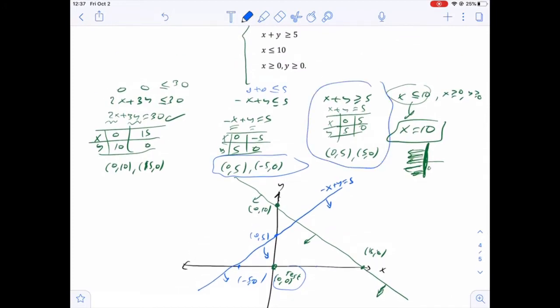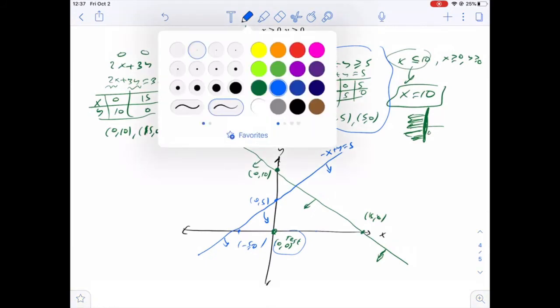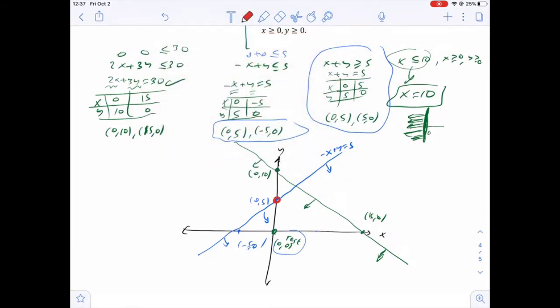Now we graph the third region. The third region is x plus y is greater than or equal to 5. We need to solve this inequality. So we have 0, 5 and 5, 0. 0, 5 is at this point, 5, 0 is here, and then we connect them with a straight line. So this is x plus y is equal to 5 because this is a line.